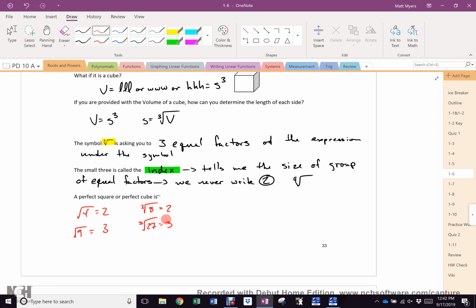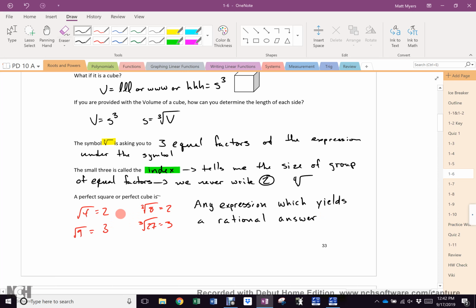But now I want you to think beyond that. A perfect cube or a perfect square is any expression which yields a rational answer. Okay? So you're used to seeing natural numbers under there, right?